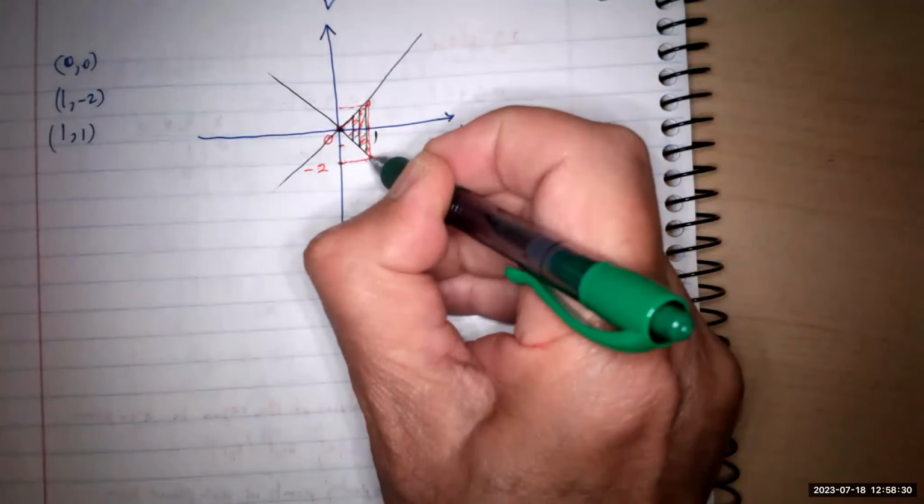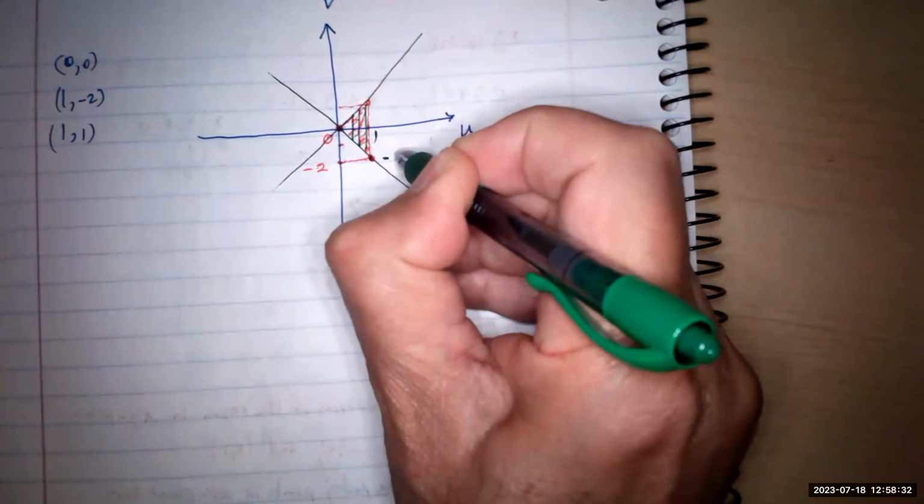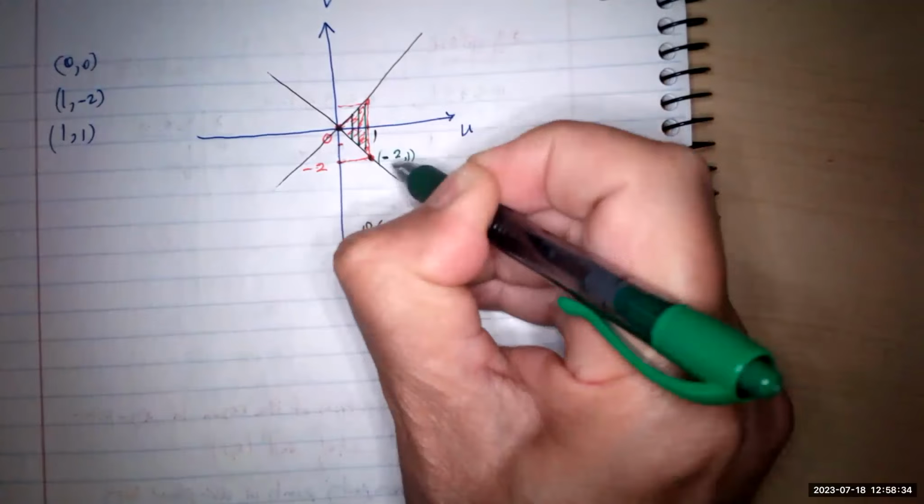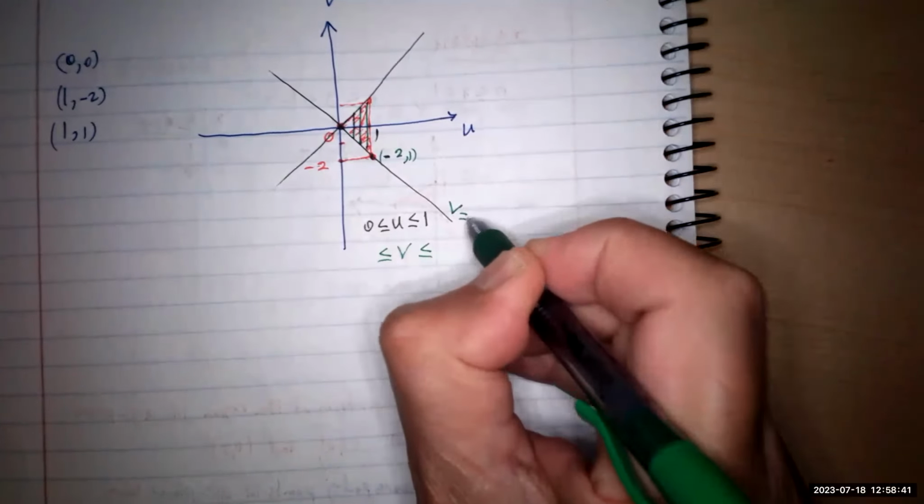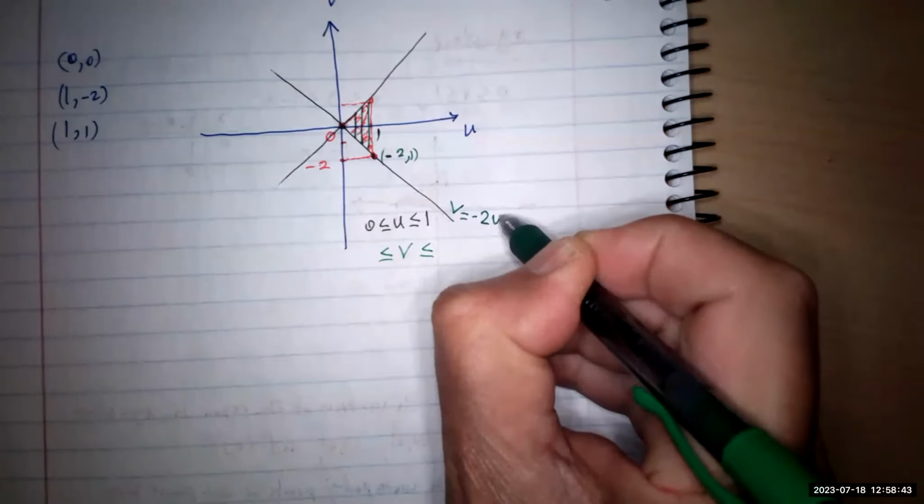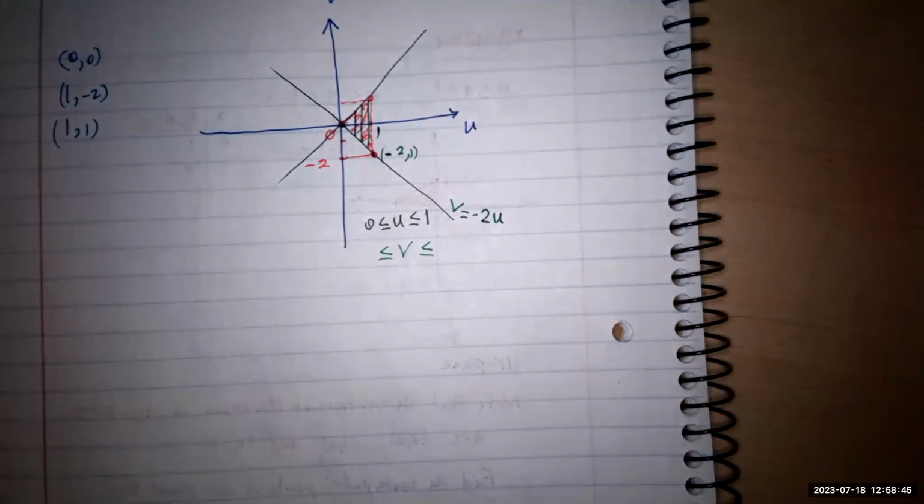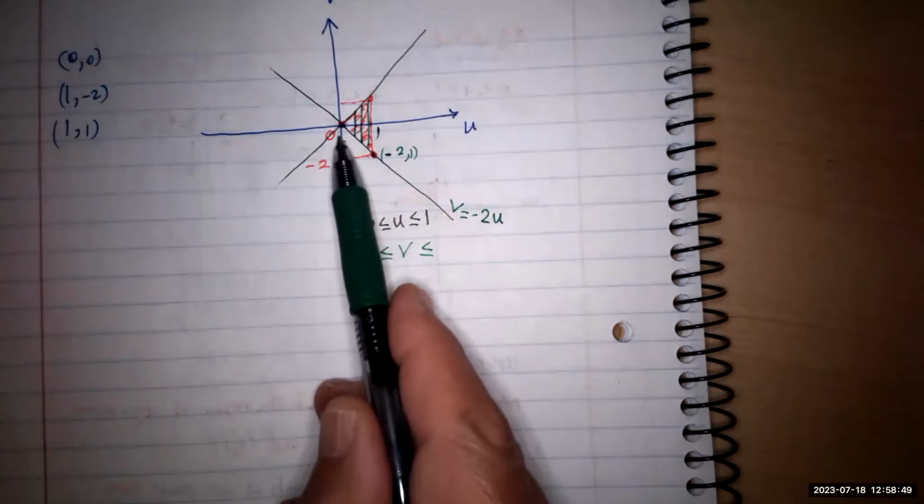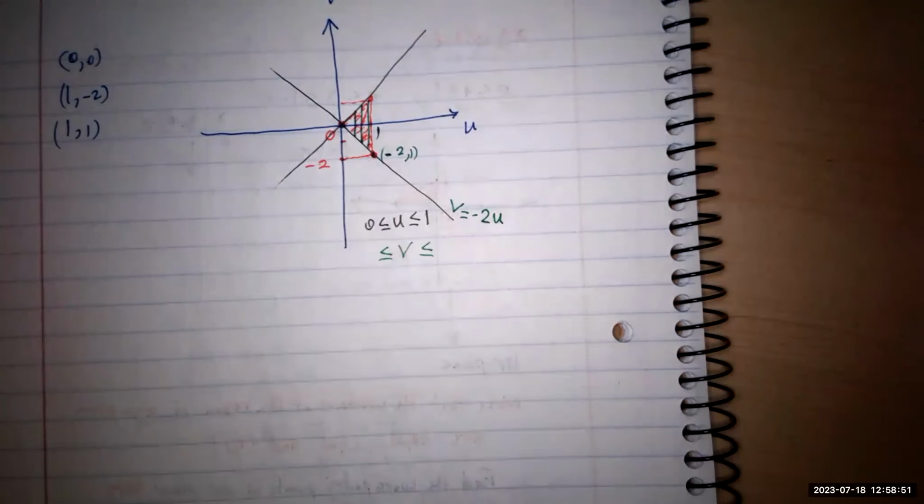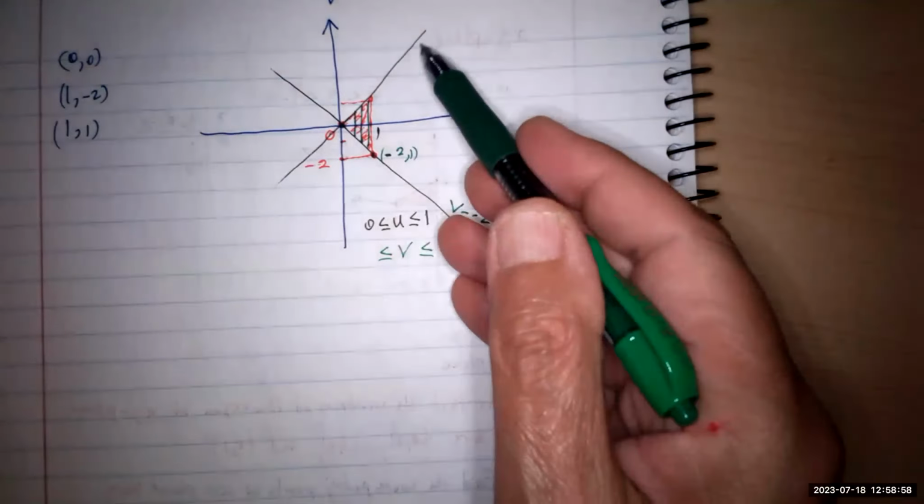And this point is what? This point is negative 2 and 1. Okay, the slope is negative 2. So this line is going to be V equal to negative 2U. Okay, that's going to be the one, because we have the origin, 0, 0, and the negative 2 and 1. If you have any doubt about it, you can write the equation of the line. It's clear. How about this one?